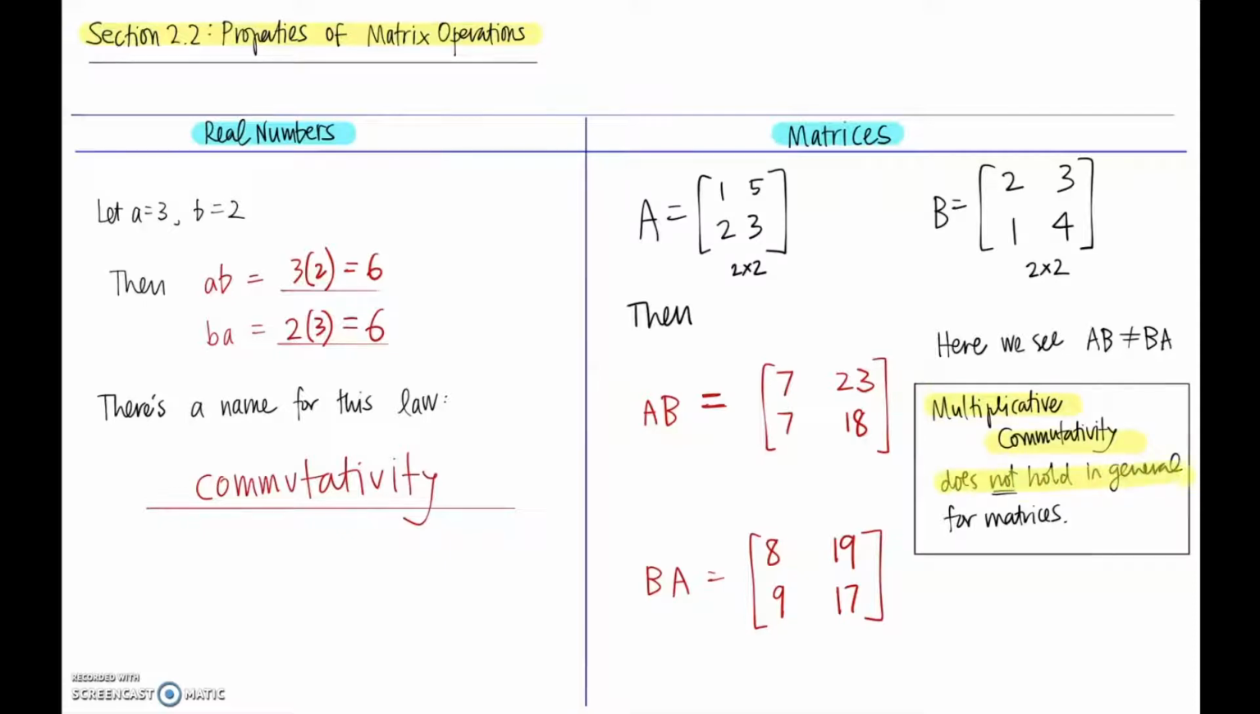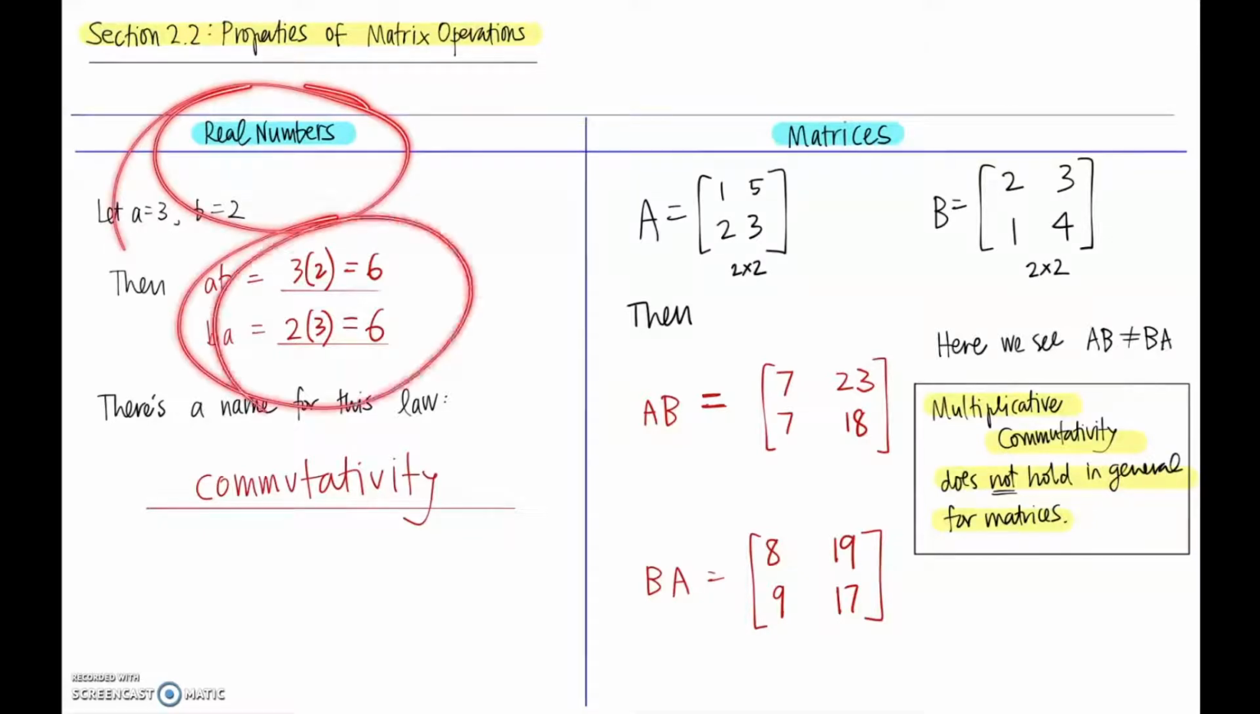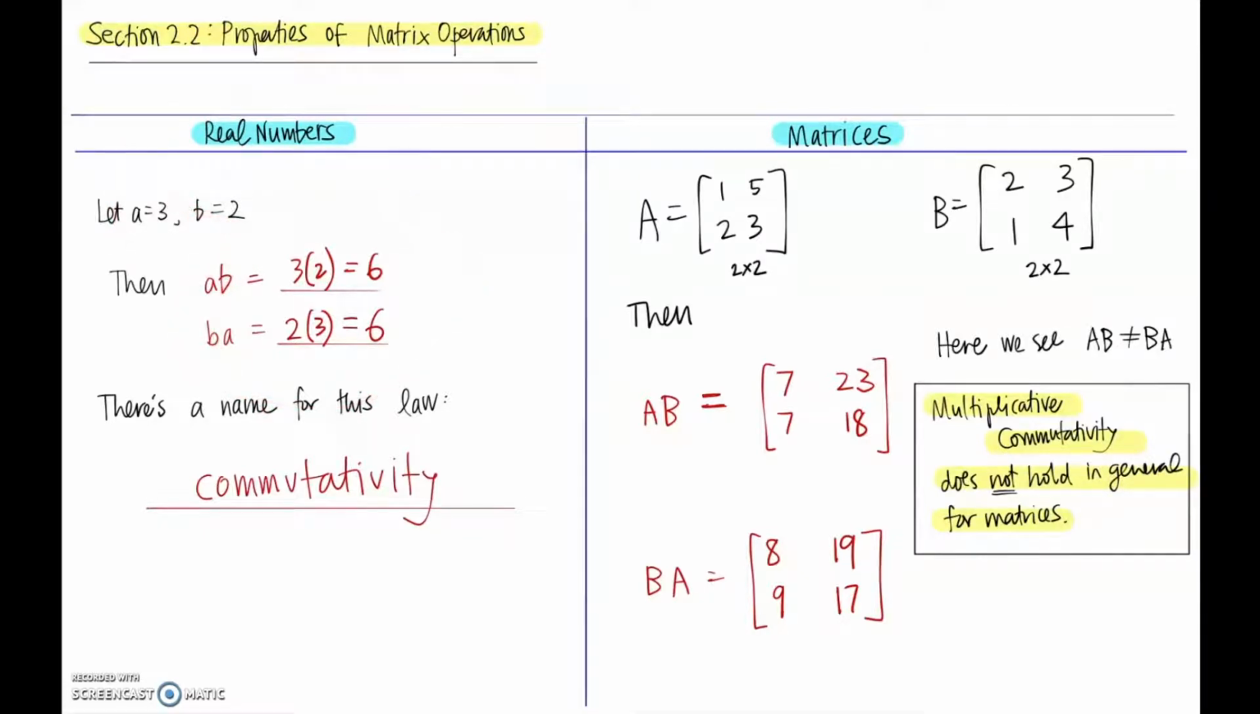This law is so ingrained in us because all our lives we've been dealing with real numbers, and it always works that you can multiply in either direction. We're really going to have to watch ourselves this semester that we don't fall into the trap of thinking that AB equals BA for any matrix. Sometimes it does work out that they're equal, but in general, we can't assume this is true.